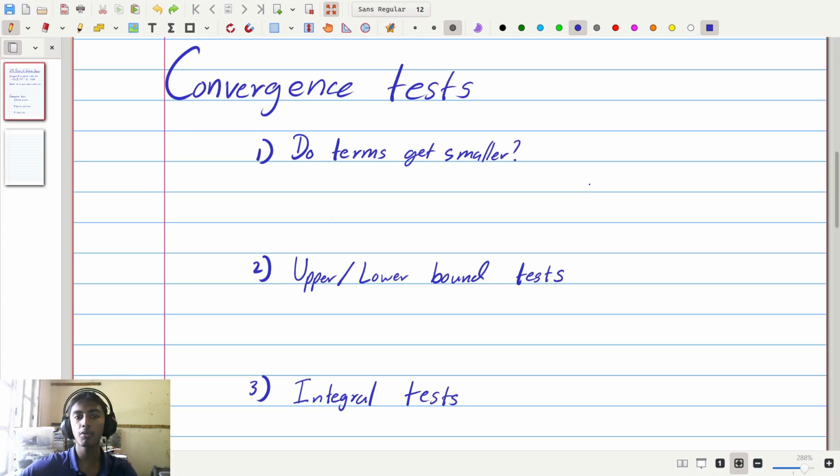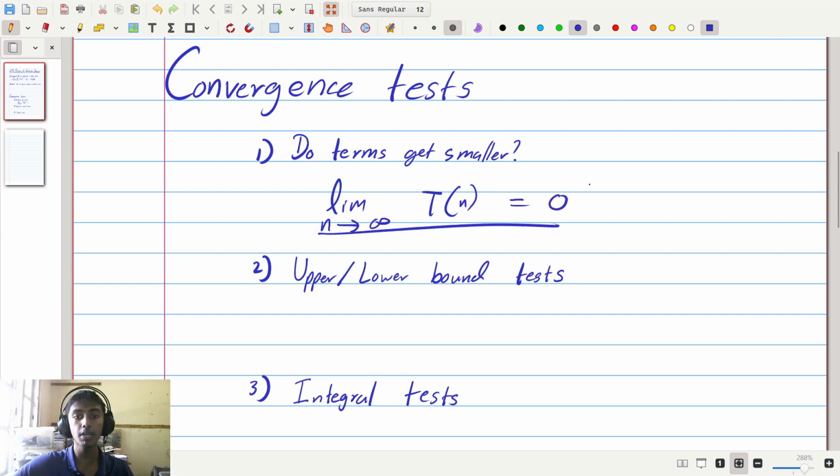To write this in a more formal mathematical sense, we would need the condition that as the limit of n approaches infinity, t of n, where t is the numbered term and the number of the term is n, is going to be equal to 0, as in the terms get smaller and smaller and approach 0 as we take n to infinity.